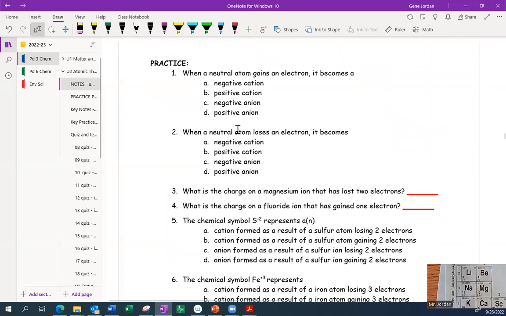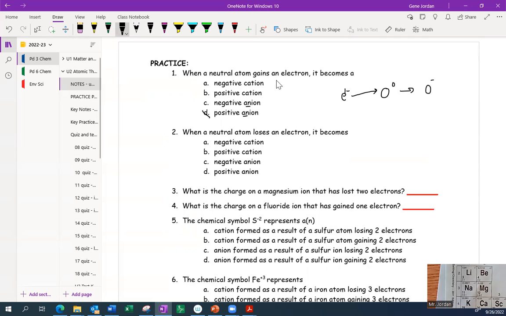Let's look at some questions about them. When a neutral atom gains an electron, it becomes, well, remember a neutral atom has no charge. An electron comes by and joins up to it. If it has no charge, after the electron comes to it, it will carry a negative charge, because a 0 charge plus a -1 charge will add up to a -1 charge for the new ion. So it'll be negative. So just remember, anions are negative.